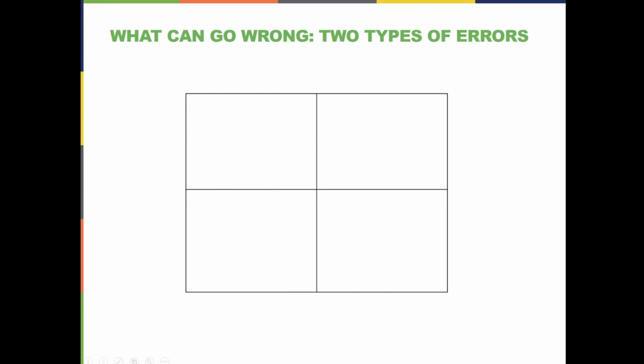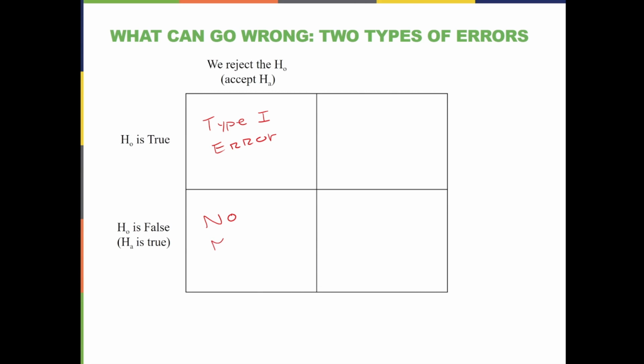What can go wrong? So here's a table of the possible outcomes. We can reject the null hypothesis, which means we have strong evidence for the alternative. H0 is true, H0 is false. Well, if we reject the null hypothesis and accept HA, the alternative, and H0 is true, that means we made a type 1 error. However, if H0 is false, then we made no mistake. So just because we reject the null hypothesis does not mean we made a mistake. It just provides potential for a type 1 error.